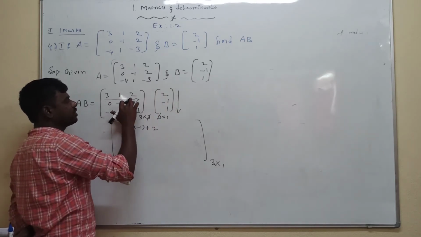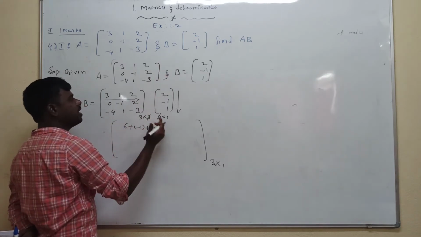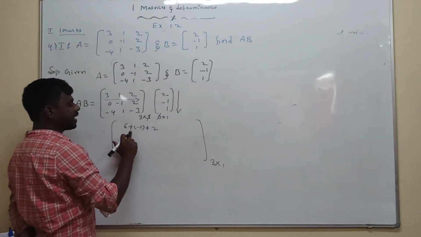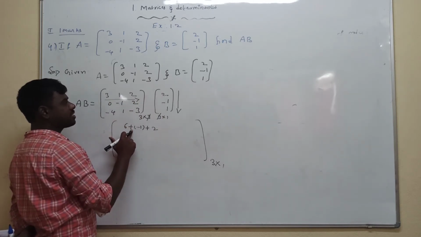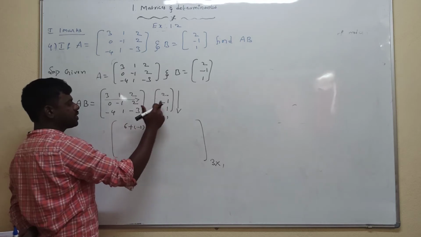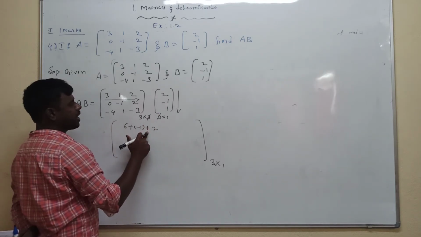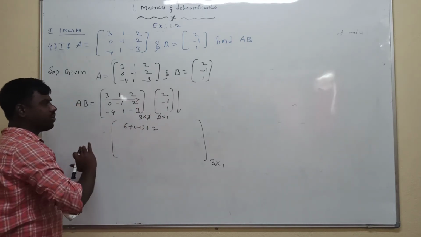That's why here also 3 elements will be there, here also 3 elements will be there. Just take each element's product, after that take the plus symbol. 3 into 2, 6. After that take plus. 1 into minus 1 is minus 1. After that take plus. 2 into 1 is 2. So first row is over.